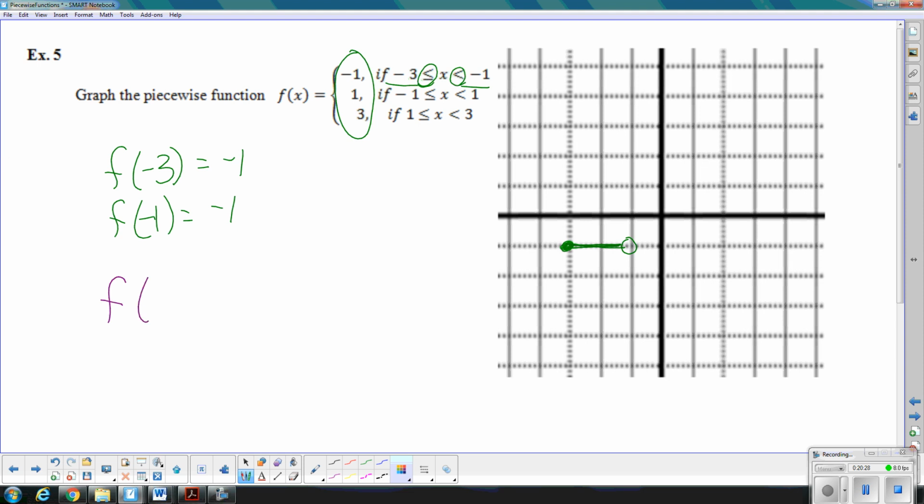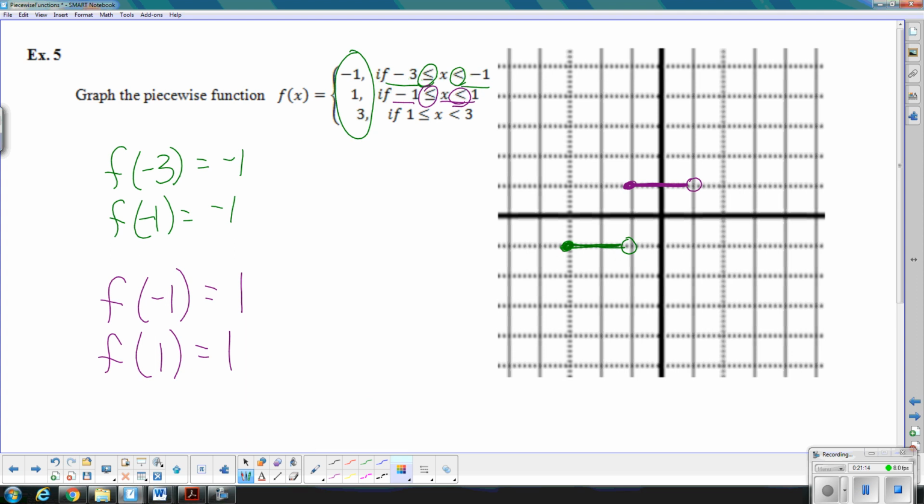The second part is f of x equals 1. So we're going to start with negative 1 because that's our minimum here. So f of negative 1 equals 1, and then our maximum for this piece is 1. F of 1 equals 1. So let's graph those 2 points. Negative 1 is included in the graph. Positive 1 is not included. So (negative 1, 1) is included in our graph. (1, 1) is not included.